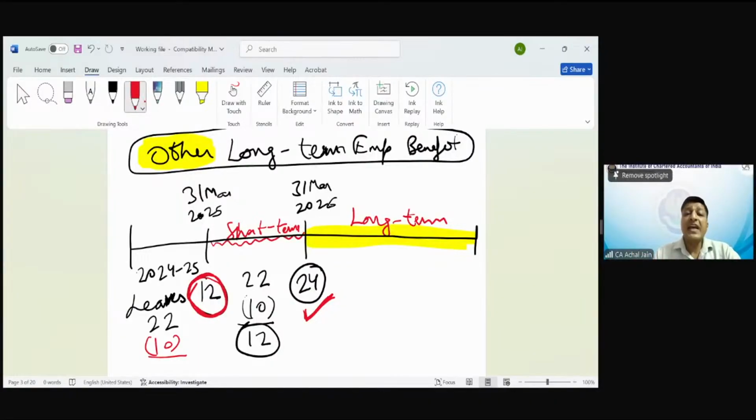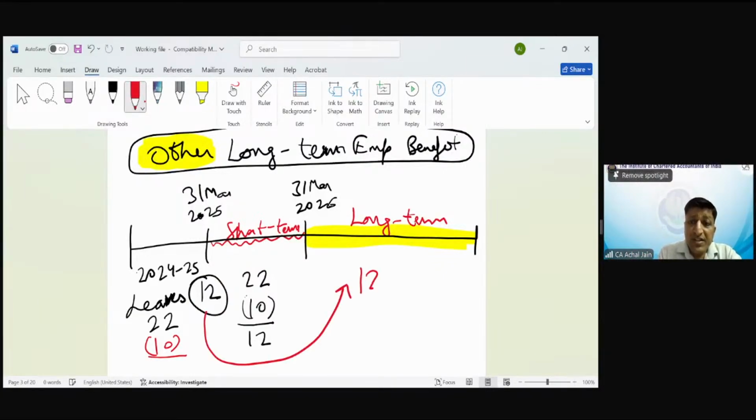Why? Because this is expected. Let me just change this. This 12, because this is expected to be availed after 12 months from the balance sheet date. So that's why this will become long-term.